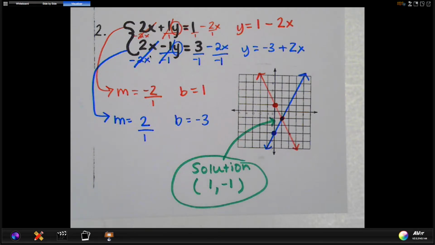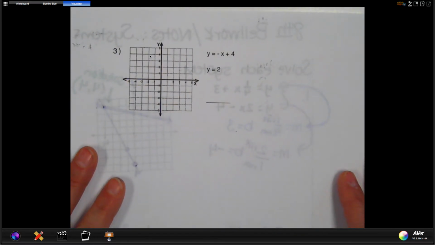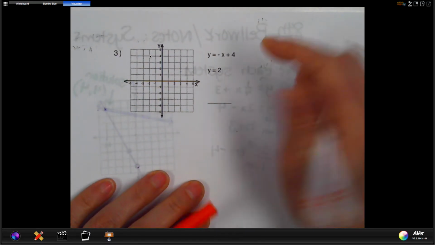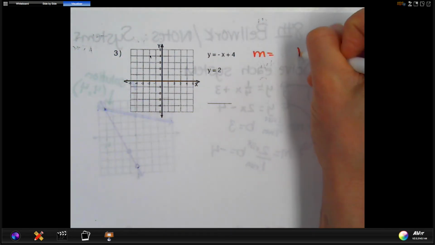Now, the last thing we need to know is on the back of the paper, and that is, what do we do when they're both in y equals form, but one of them is literally y equals 2? Okay, let's start like we would normally and take a look at each one. So this is in y equals format, so we can try and find m and b right away.